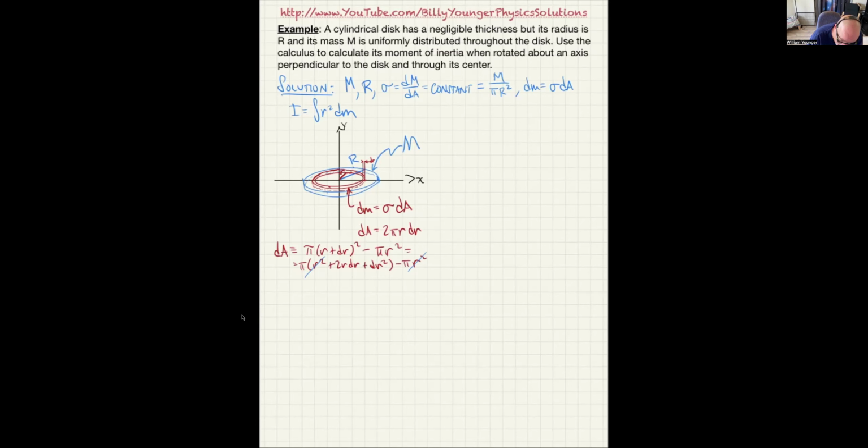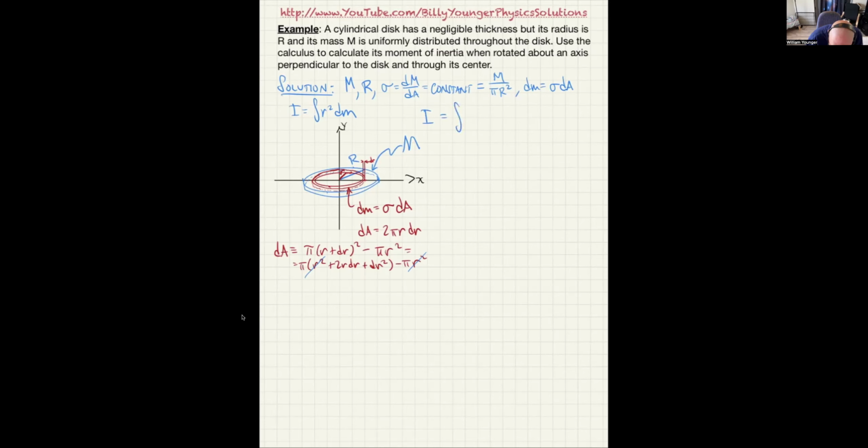Now we're going to go ahead and do that integral. I already calculated sigma. I found that sigma is equal to m over pi r squared. So now I'm going to go ahead and compute the moment of inertia, and this is the moment of inertia about the center of mass, but I'm just going to call it I.